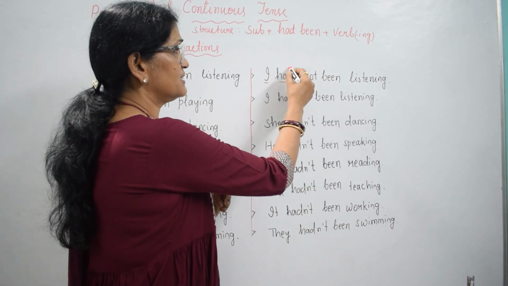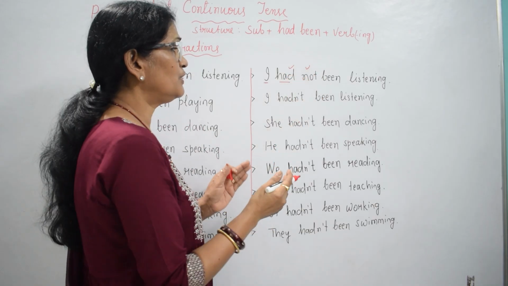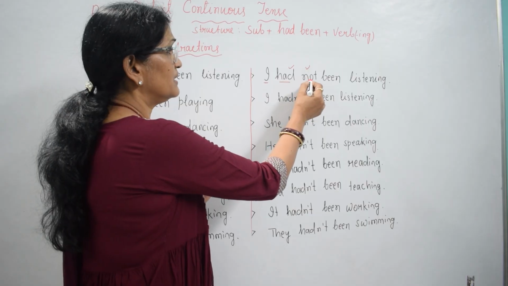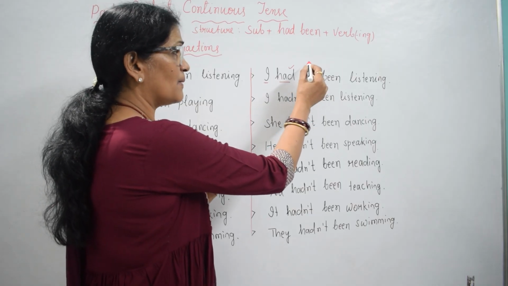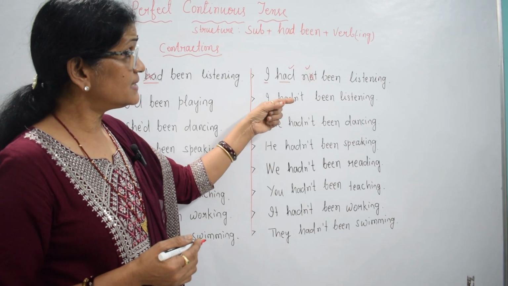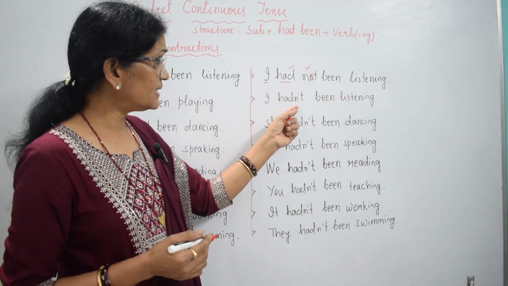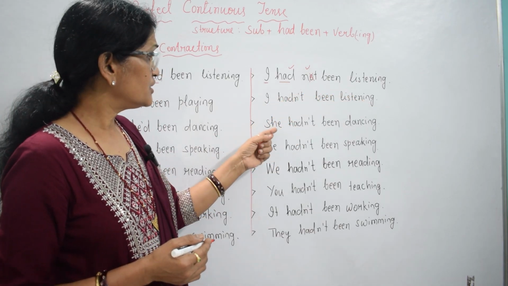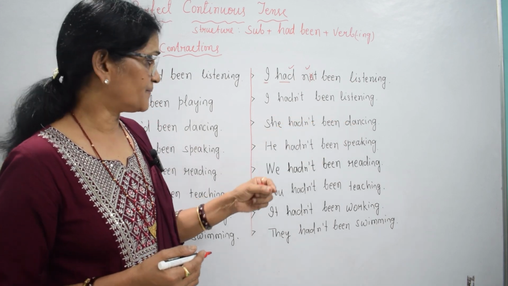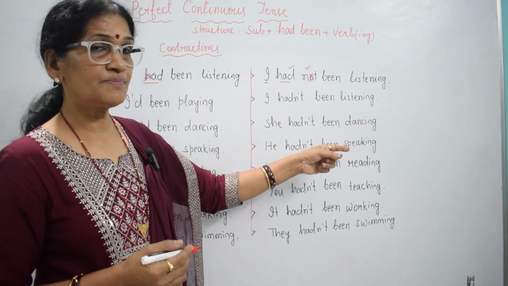Had not: the first auxiliary plus not will be close to each other, and that O will be removed and an apostrophe will be added. I had not been listening. I hadn't been listening. She had not been dancing. She hadn't been dancing. He had not been speaking.